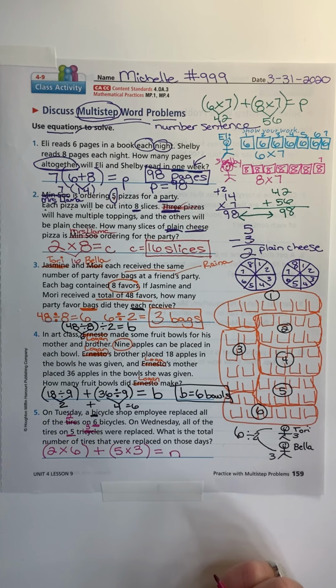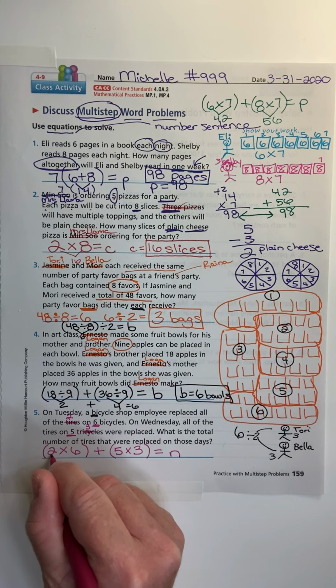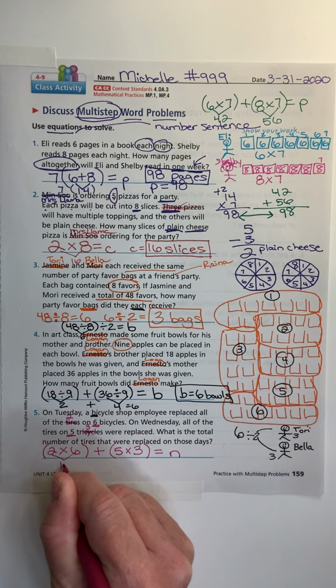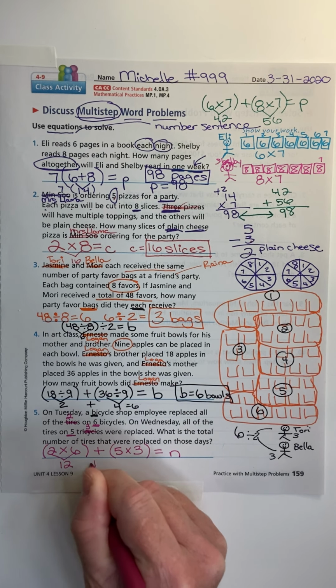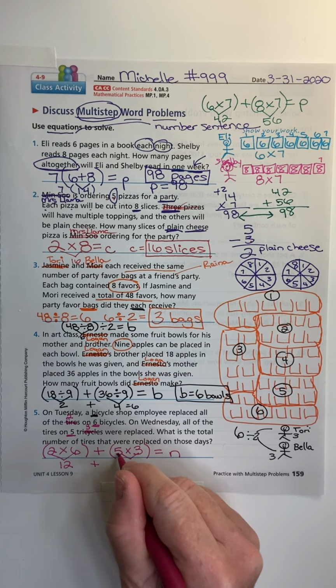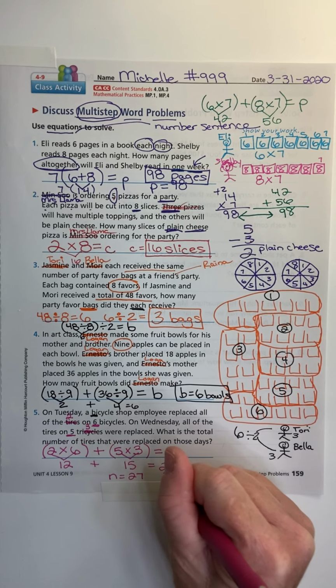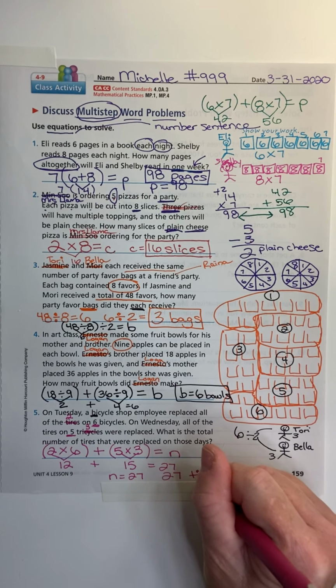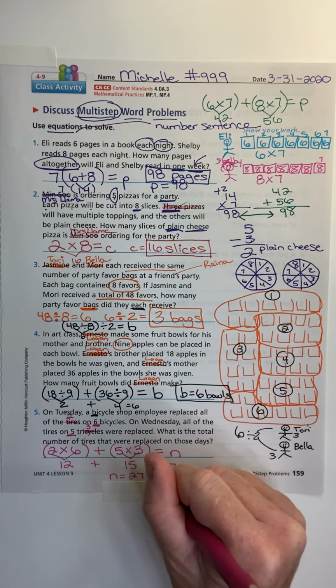Now we're going to solve our parentheses first. So 2 times 6 equals 12 plus, parentheses first, 5 times 3 equals 15. So 12 plus 15 equals 27. So N equals 27, and that's 27 tires.